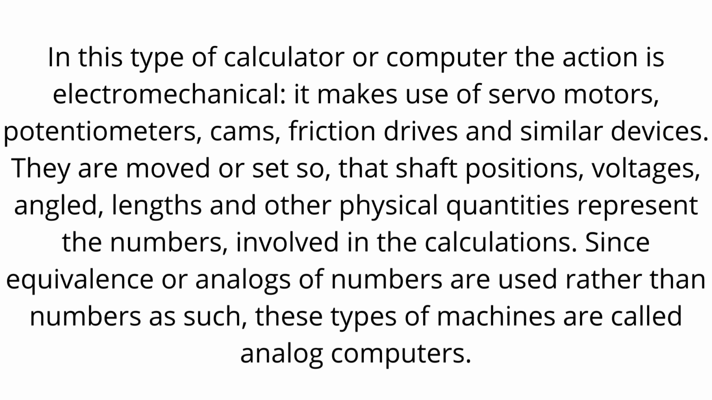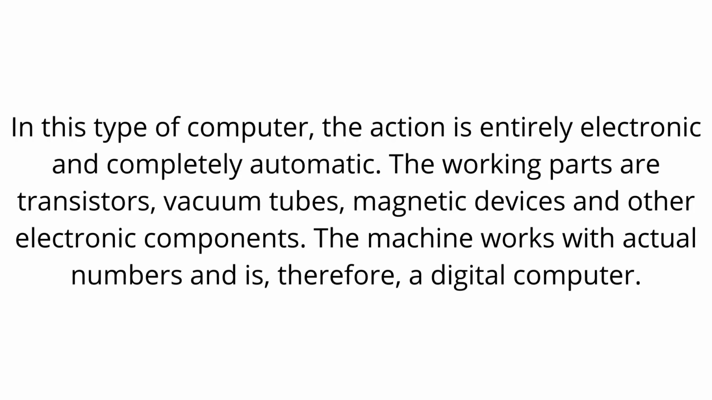In this type of calculator or computer, the action is electromechanical. It makes use of servo motors, potentiometers, cams, friction drives, and similar devices. They are moved or set so that shaft positions, voltages, angles, lengths, and other physical quantities represent the numbers involved in the calculations. Since equivalents or analogs of numbers are used rather than numbers as such, these types of machines are called analog computers.